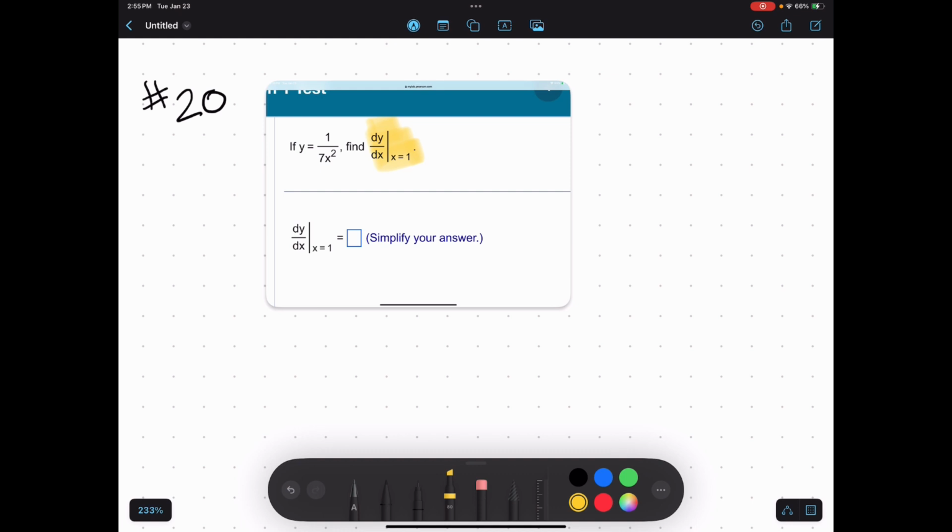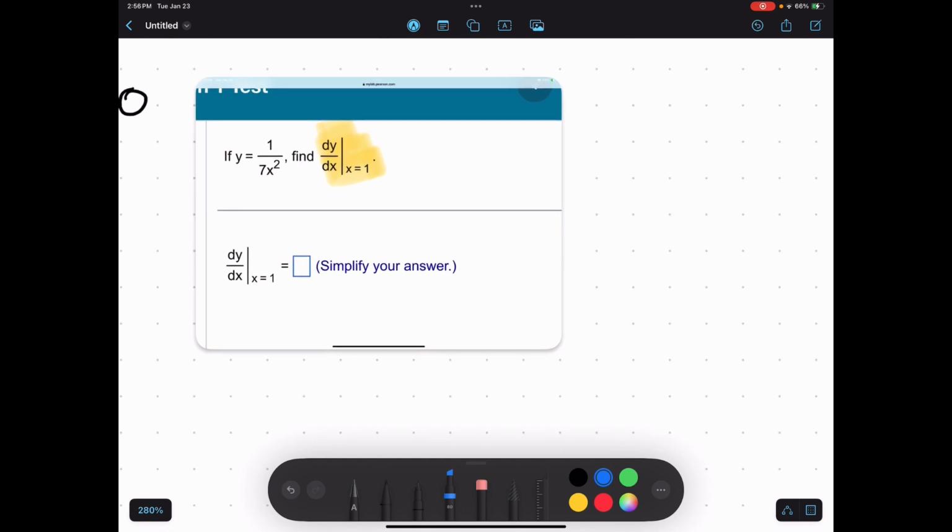Okay, so I just want to be clear about what this is asking for. This is asking dy over dx. We have seen that before. That's just the derivative. So what this question is asking for is, what's the derivative of this function? And then we're going to evaluate it at x equals 1. So what's the derivative of this function at x equals 1? Okay, that's what we're going to do.